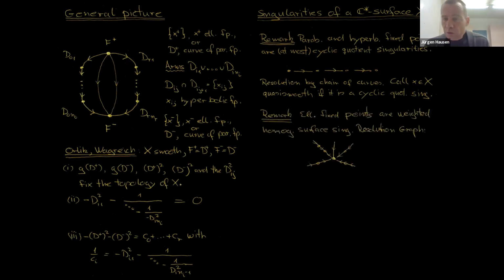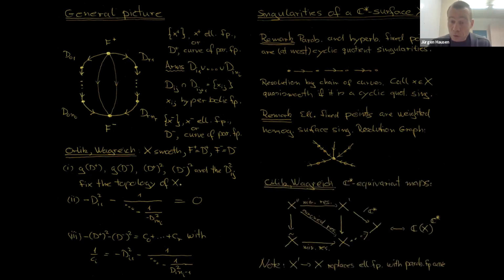The picture is more interesting if you go to the elliptic fixed points. Orlik and Wagreich have shown that they have such a star-shaped resolution graph. And these elliptic fixed points are precisely the weighted homogeneous surface singularities. So this is a quite famous and well-studied class of singularities.